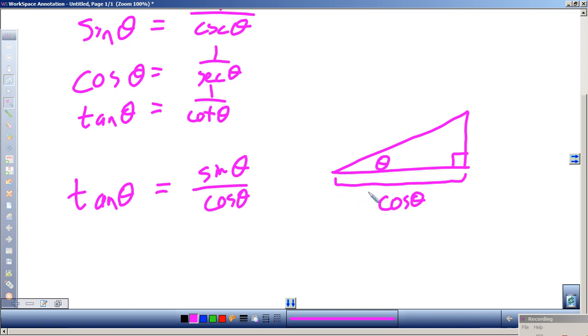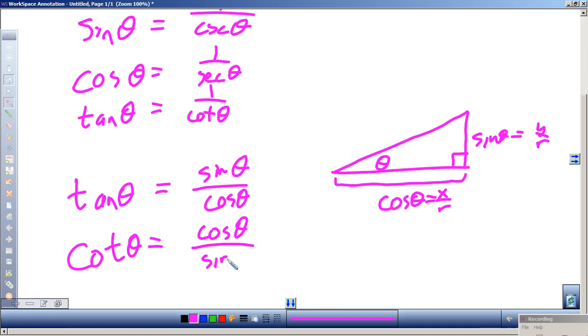Because it's our x value, x over r. So I could say it's x over r if I wanted. This part would be the sine theta equals y over r. What is that in terms of tangent? Opposite over adjacent. Sine over cosine. So cotangent would be, in terms of sine and cosine, cosine theta over sine theta. So those bottom two might be the first two new ones, but they are fairly straightforward. You memorize all of them so far.